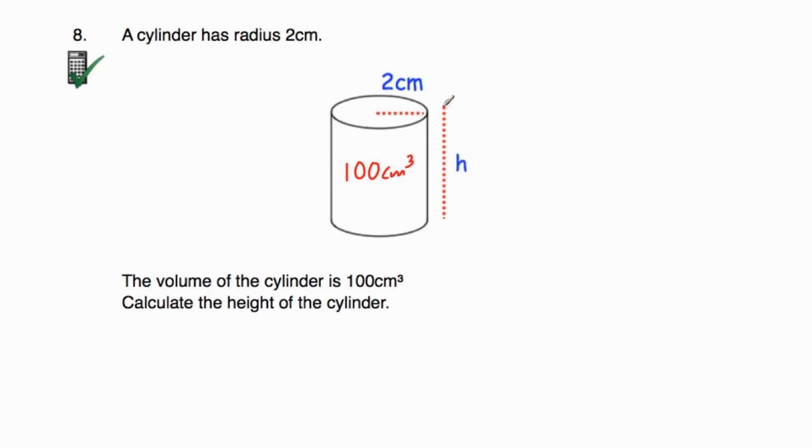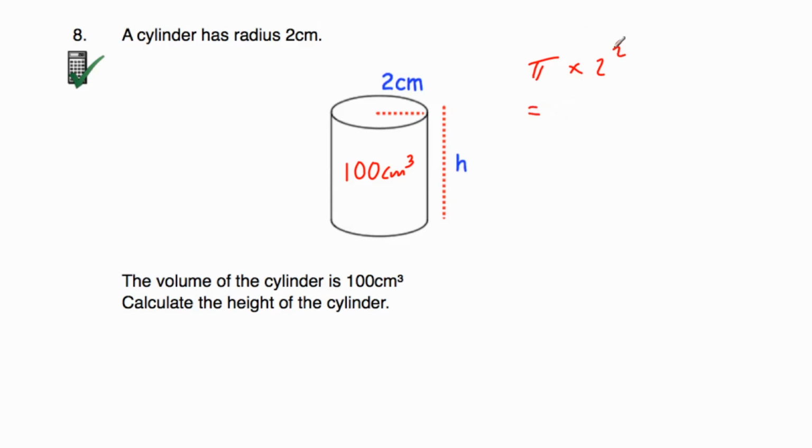So what we want to do is find the height of the cylinder. So the volume of the cylinder, this 100, is found by getting the area of the circle and timesing it by the height. So if we can get the area of the circle, if we divide the volume by the area of the circle, that will tell us the height of the cylinder. So let's find the area of the circle to begin with. So that's going to be pi r squared. So pi times the radius, which is 2 squared. That will be the area of the circle.